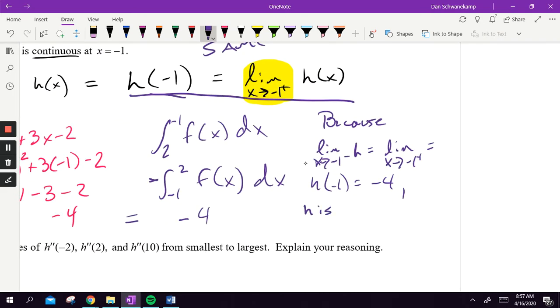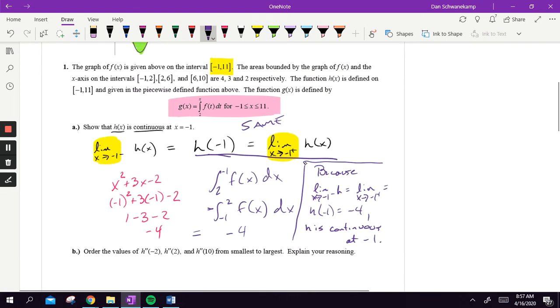H is continuous at -1. Boom. All right, a little bit ugly there, and I know I didn't give you a ton of space there, but that's the main idea. We found this limit, we found this limit, and that's equal to the value. We showed both of them were -4.